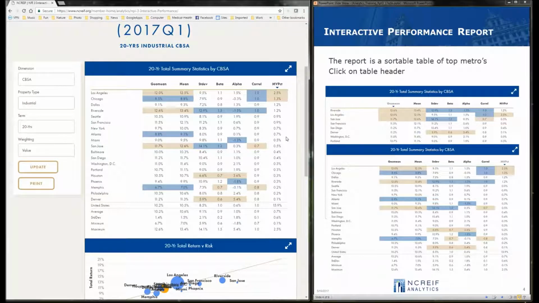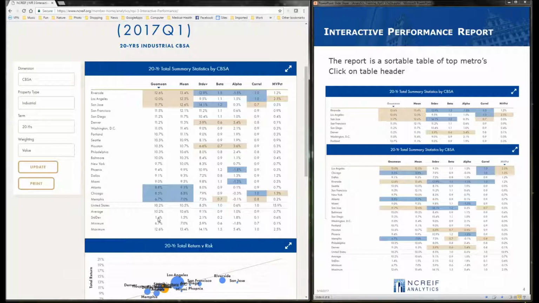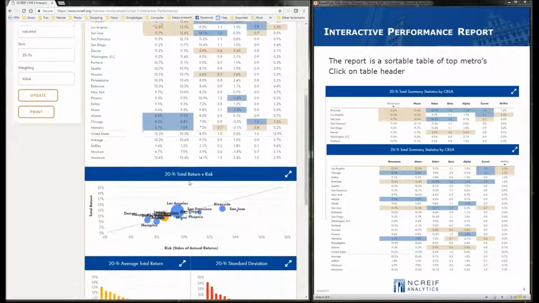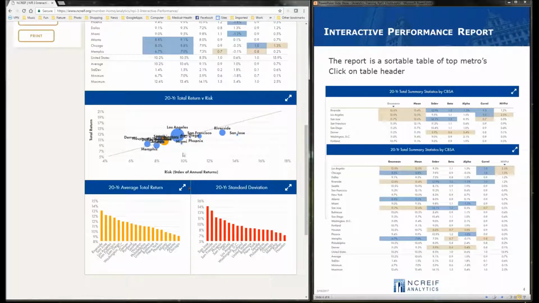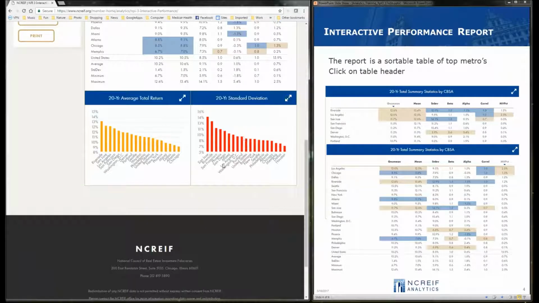The shading for the tables highlight when a cell is greater or less than 1 standard deviation with a cross-sectional dispersion for all metros in the US. If you scroll down below the table, there are a few charts. The first chart displays the long-term relationship of risk versus return.